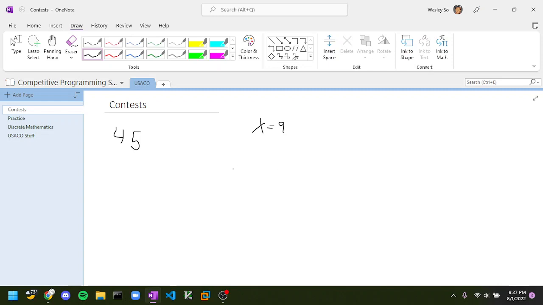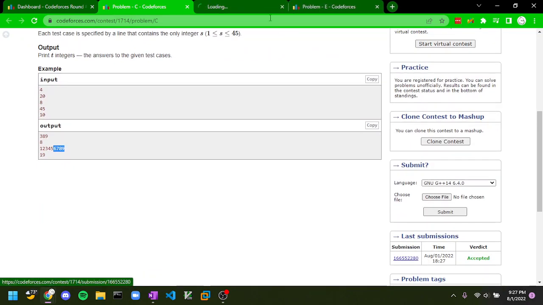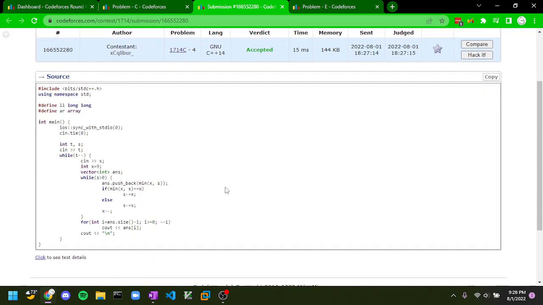So we do the maximum of, so each digit would be the minimum of x and also s, and then you subtract that from s, until s is equal to 0. And I guess it would be easier to see with code because this problem can get confusing. So what you do is, while x is larger than 0, and as soon as x is equal to 0, you terminate the search.